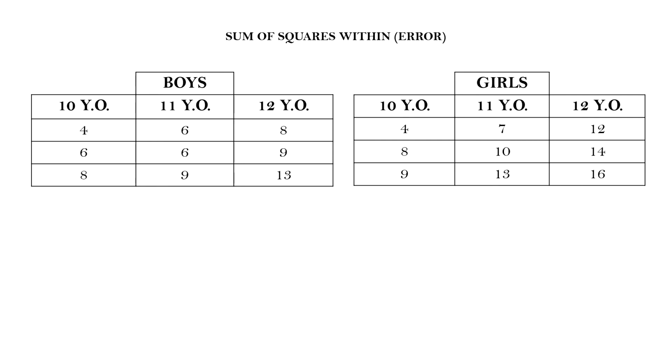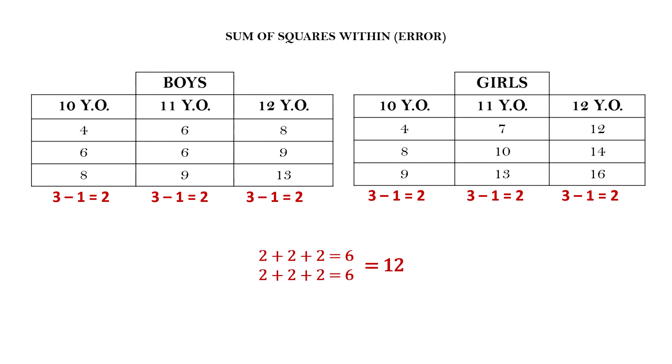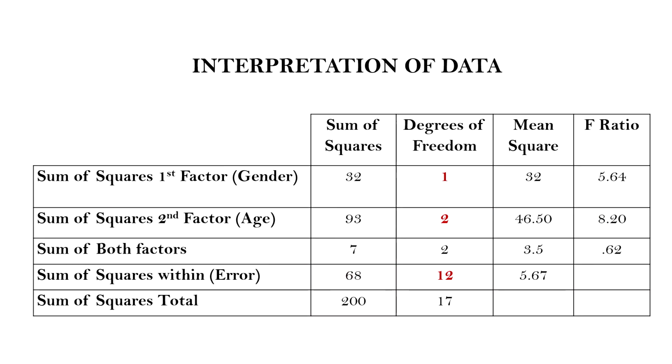Now we have to count the age categories per group, boys and girls. We have 3 categories for boys, with ages 4, 6, and 8. As you remember from the last solving of degrees of freedom, we have to count the ages: 1, 2, 3. Now 3 minus 1 equals 2, and so on. For the girls it is the same process. If we sum these results, we have the value of 12. That's how we get the degrees of freedom of the sum of squares within.